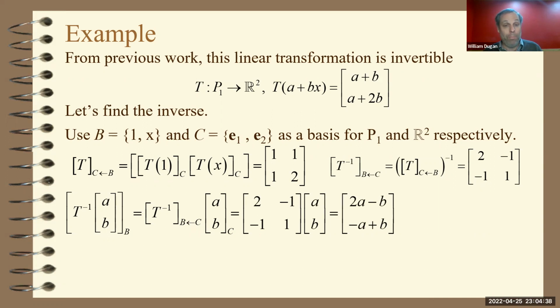So since I know what B is, it's 1 and x, I can then find out what the inverse applied to the general vector (a, b) would have to be. It'd be the first coordinate, 2a minus b, times 1, plus the second coordinate, negative a plus b, times the second vector in the basis, which is x. That's it. That's actually the inverse. Neat, right? It's a clever way to find the inverse. It works. You can always use this as long as the transformation is invertible.